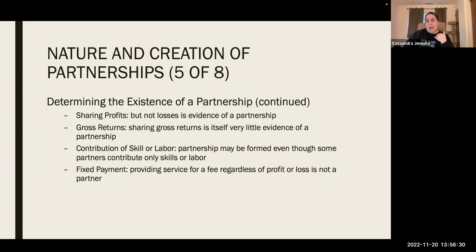Sharing of gross returns is not good evidence of a partnership existing. Contribution of skill and labor: you can be a partner in a partnership even if you don't put forth capital. You can put forward sweat equity, and courts have found pretty consistently that is sufficient evidence to show that you are a partner within a partnership. If an individual is providing a service for a fee, and that fee is a regular fixed payment, regardless of whether it comes out of a profit, regardless of whether it's affected by losses, that does not provide adequate proof of partnership for the person receiving that payment.